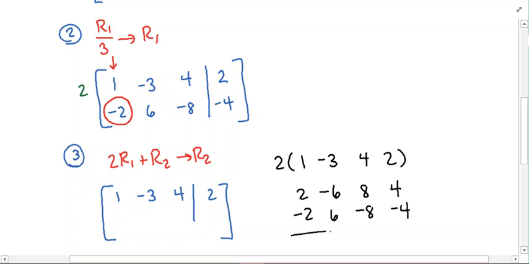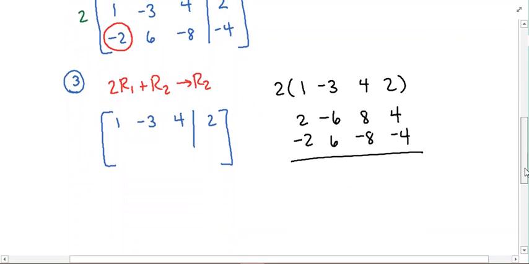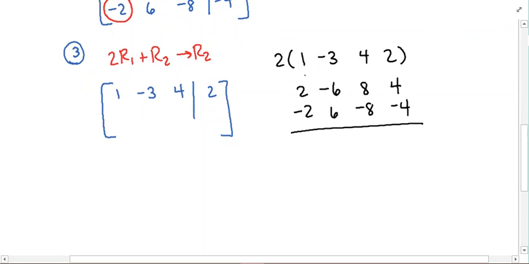All right, and here we go. When we add these numbers, we get 2 plus -2 is 0, -6 plus 6 is 0, 8 plus -8 is 0, 4 plus -4 is 0. We get a row of zeros. As soon as you see a row of zeros, that screams infinitely many solutions. So we can stop.